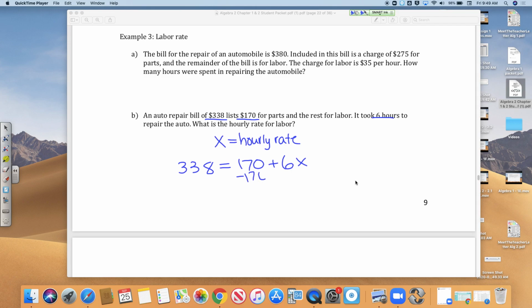Step 1, I would subtract both sides by 170. When I do that, I get 168 is equal to 6x. Then I divide both sides by 6, and I'm going to get my answer is $28 per hour.